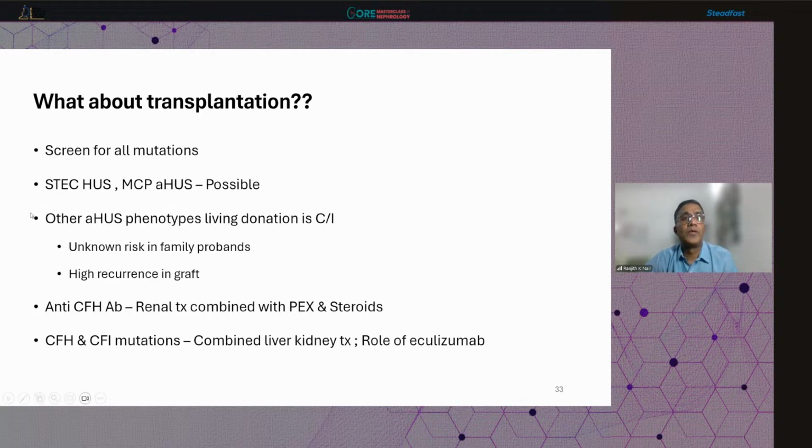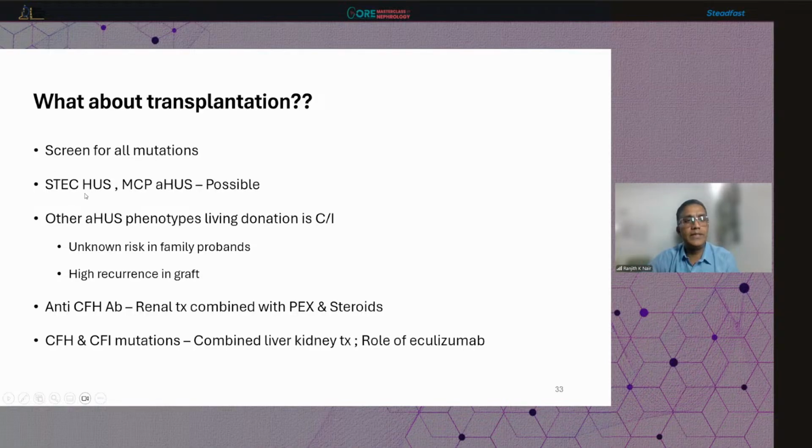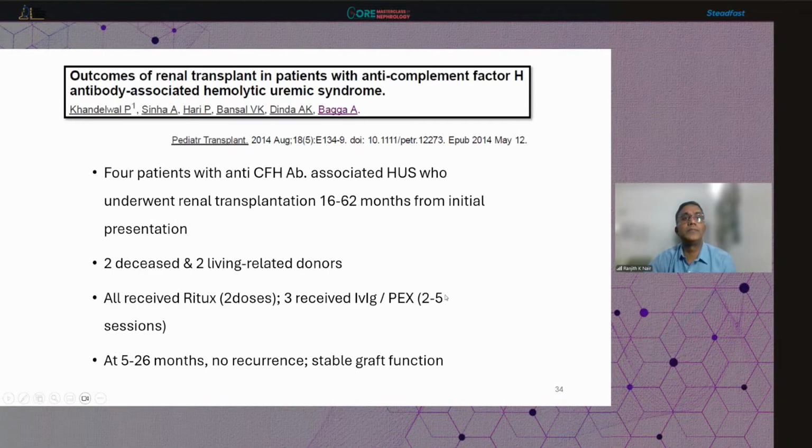What would you do in such a case? You have already screened her for all mutations. So you have to look at possibilities of STEC, you've done it, it's not there, and MCP associated atypical HUS. Living donation is contraindicated, especially if there is unknown risk in family probands and a high recurrence in the graft. If there is anti-complement factor H antibody as a primary cause, then a renal transplant combined with plex and steroids could be done. And if there is CFH and CFI mutations, a combined liver kidney transplant is to be done. And possibly, in case of a relapse, a role for eculizumab should be considered.